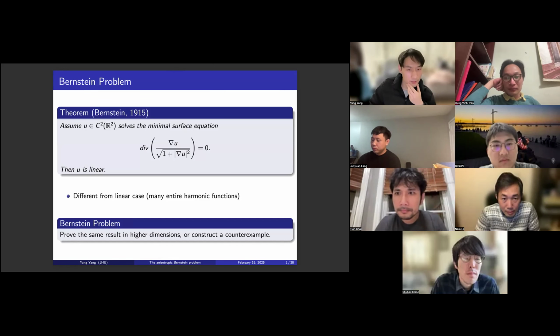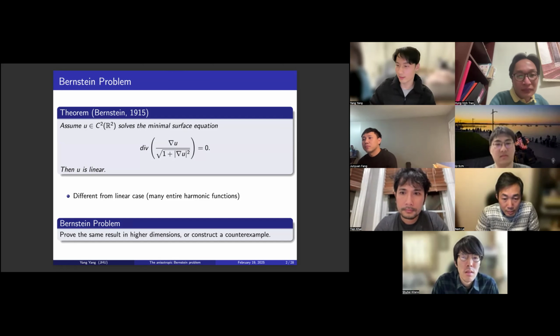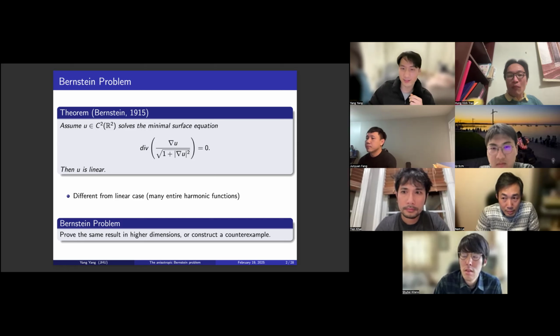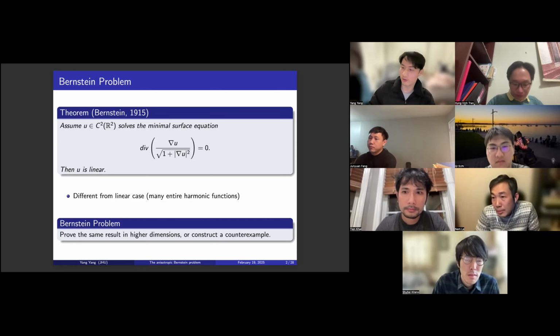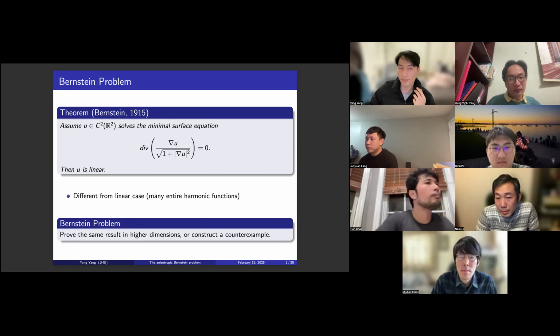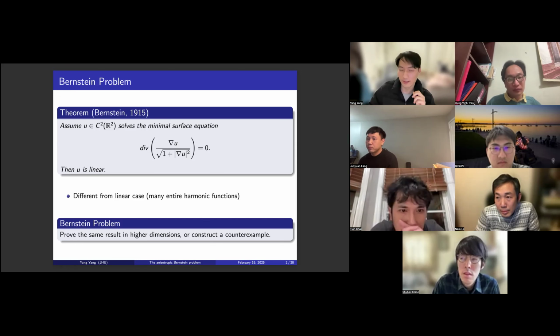Around 1915, Bernstein proved the following beautiful and surprising theorem, the Bernstein theorem, which says the following. If we have a smooth function u defined on all of R^2 and solves this nonlinear elliptic equation, the minimal surface equation, written in divergence form, divergence of gradient u divided by the square root of 1 plus gradient u squared is equal to 0, then u has to be linear.